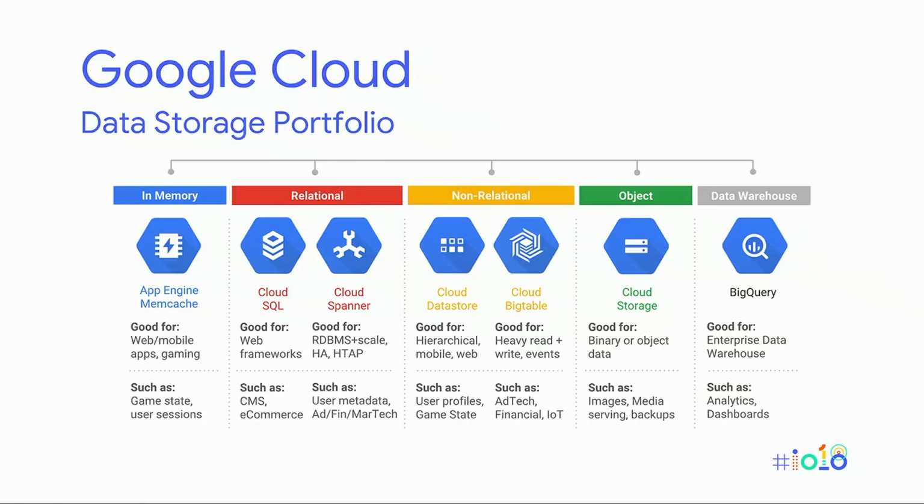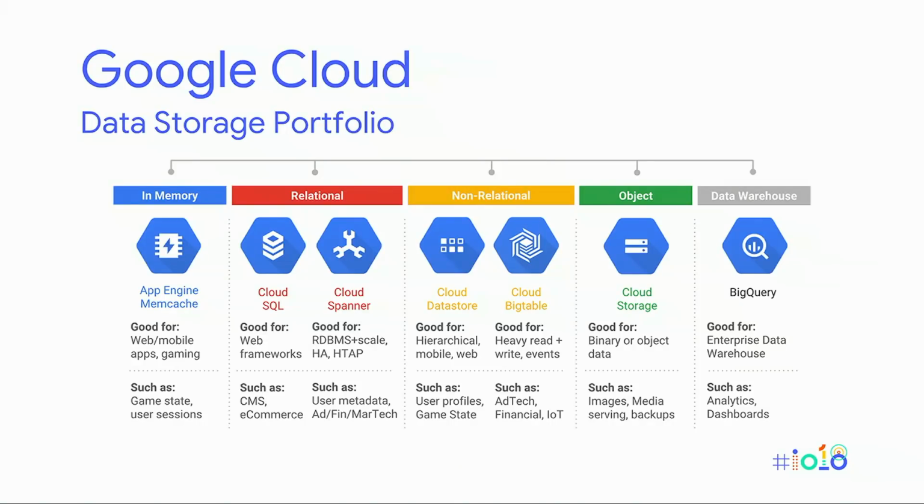So let's recap. What is the portfolio under Google Cloud Platform that we have in terms of data and storage products? We have covered Cloud SQL. We have mentioned Cloud Spanner. We have mentioned Cloud Datastore or Firestore. There are a couple of others here on the slide. If you use App Engine, you can use, for instance, App Engine Memcache.